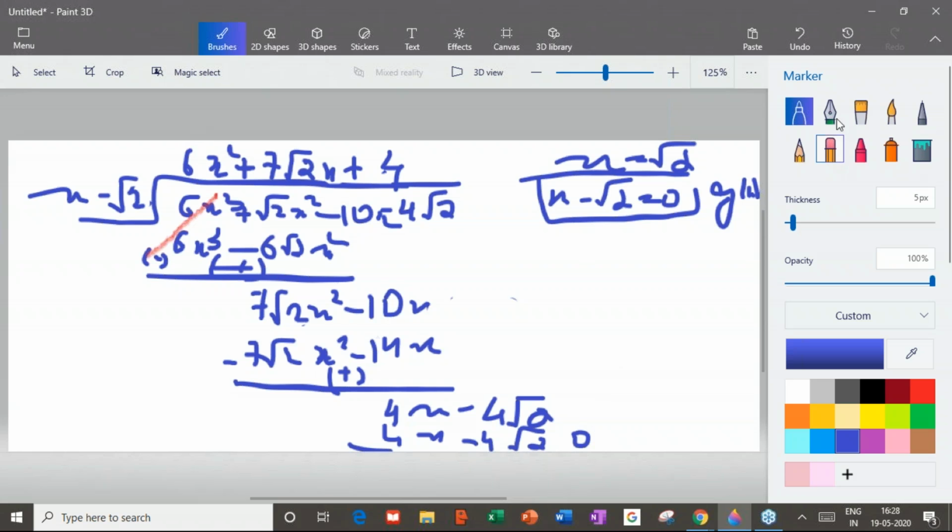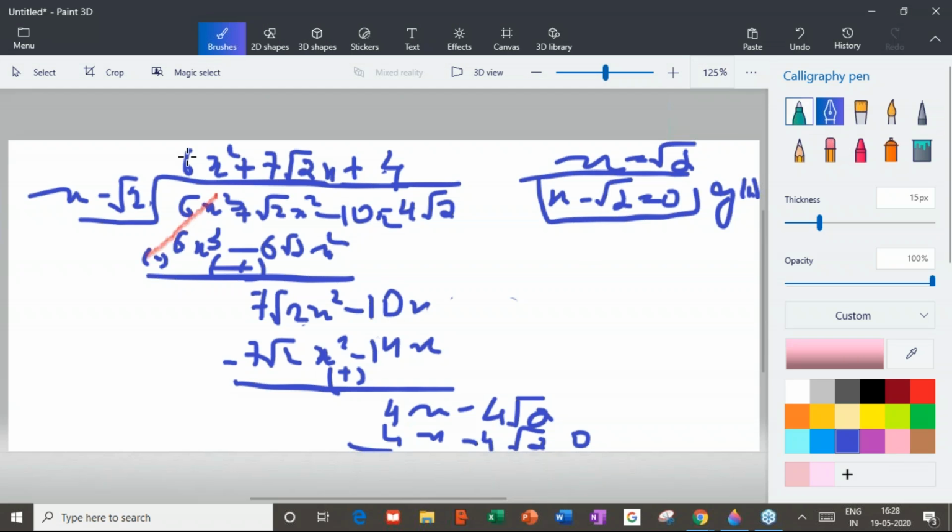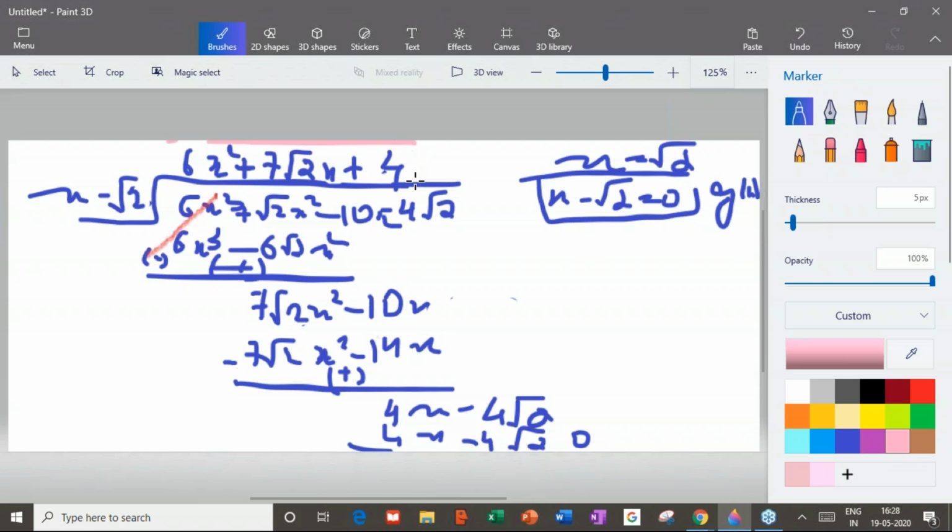Okay, so this term which you have got here, this term, simplify this by splitting the middle term. Splitting the middle term will be split 7 root 2.